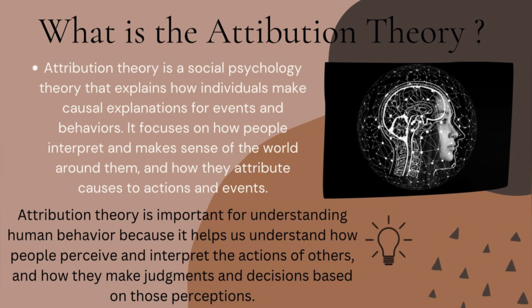It is a social psychological theory that explains how individuals make causal explanations for events and behaviors, and it focuses on how people interpret and make sense of the world around them. It definitely has to do with attributing causes to actions and events. This theory is very important for understanding human behavior. It helps us interpret our actions and others' and how we make judgments and decisions based on those perceptions.